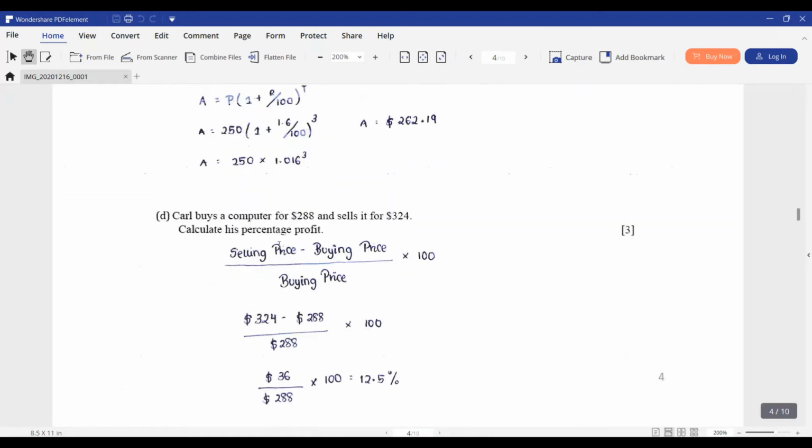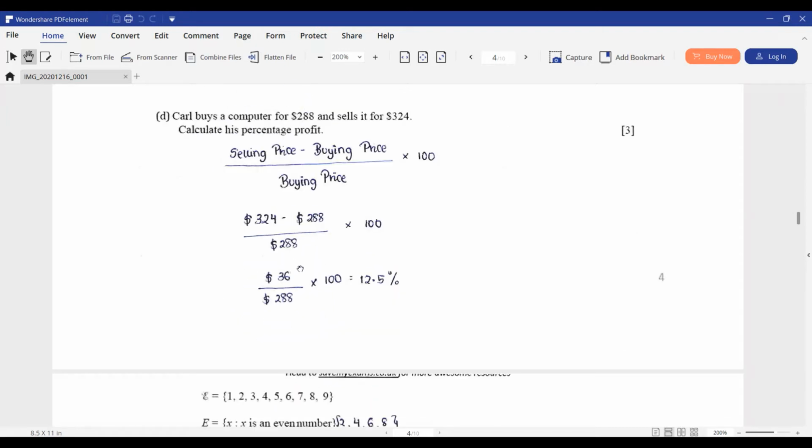Part D. Carl buys a computer for $288 and sells it for $324. Calculate his percentage profit. We're going to use the same formula: selling price minus buying price, over buying price, times 100. The selling price is 324, subtract the buying price, which is 288, over the buying price, which is also 288, times 100. The reason we multiply by 100 is because we want to get the answer as a percentage. So 324 minus 288 is 36. Then 36 over 288 times 100 is equal to 12.5.